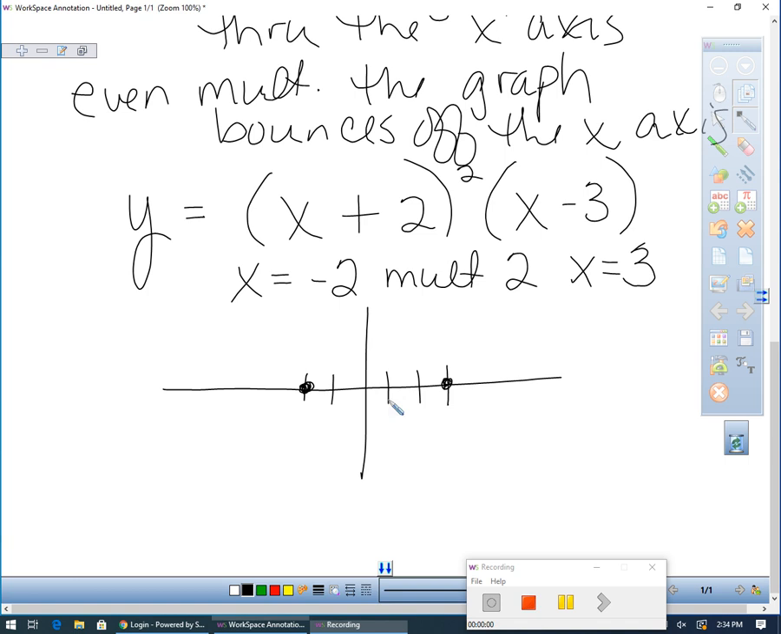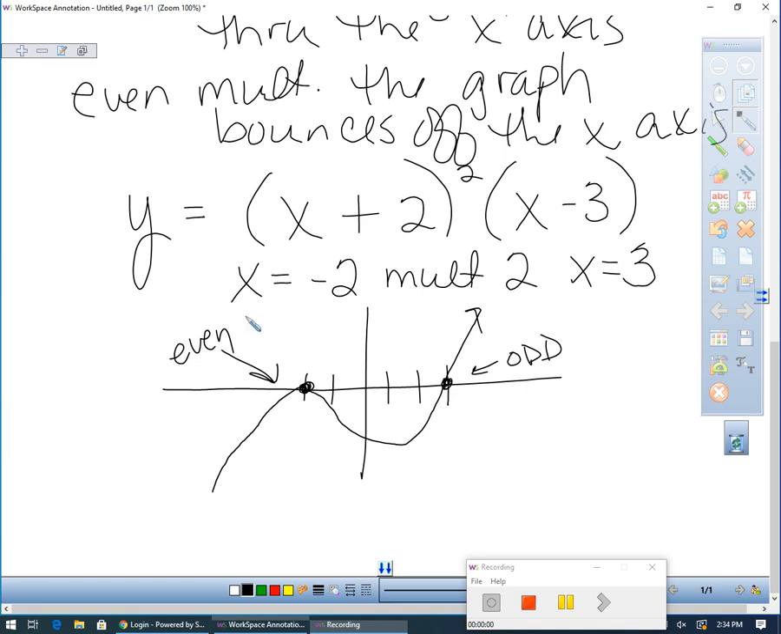Okay? At negative 2, it's an even multiplicity, so when I draw it, it's going to bounce off the x-axis and then cross through the other one. Because this is odd, this is even. So anytime it's even, it bounces off. Okay? That's why those multiplicities are important. That tells us a lot of information. Alright?